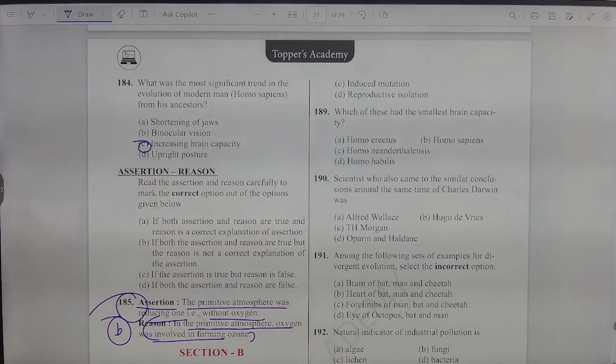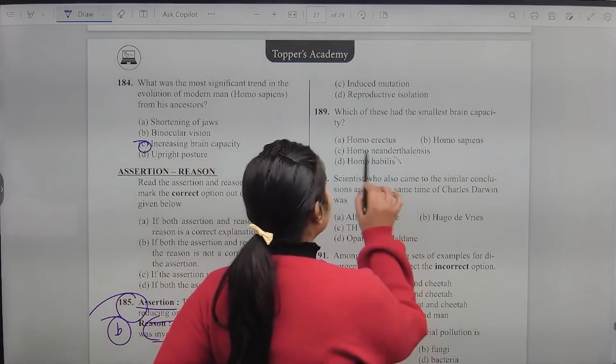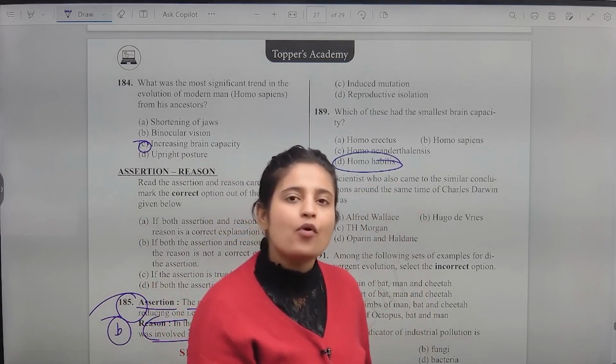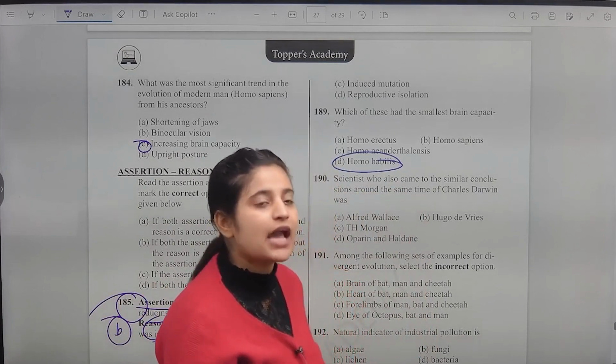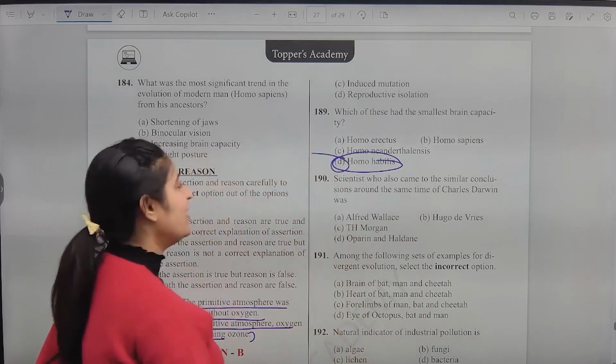Next you have, which of these had the smallest brain capacity? Homo erectus, Homo sapiens, Homo neanderthalensis and Homo habilis. Homo erectus has 900 cc cranial capacity, Homo sapiens has 1600 cc, Homo neanderthal has 1400 cc, and if I talk about Homo habilis, they have a cranial capacity of about 650 to 800 cc. So do tell me which one has the lowest. Quite obvious, the answer is D.